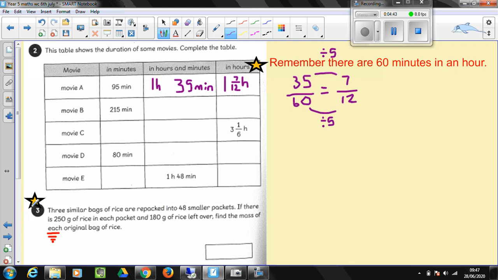I've also starred this final question because it's got lots of steps for you to get the right answer. I'll read it to you. 3 similar bags of rice are repackaged into 48 smaller packets. If there is 250 grams of rice in each packet, and 180 grams of rice left over, find the mass of each original bag. Remember, it's each original bag, not all of them together. You might want to draw yourself a picture to work out what's happening. Pause the video and have a go at these two questions.